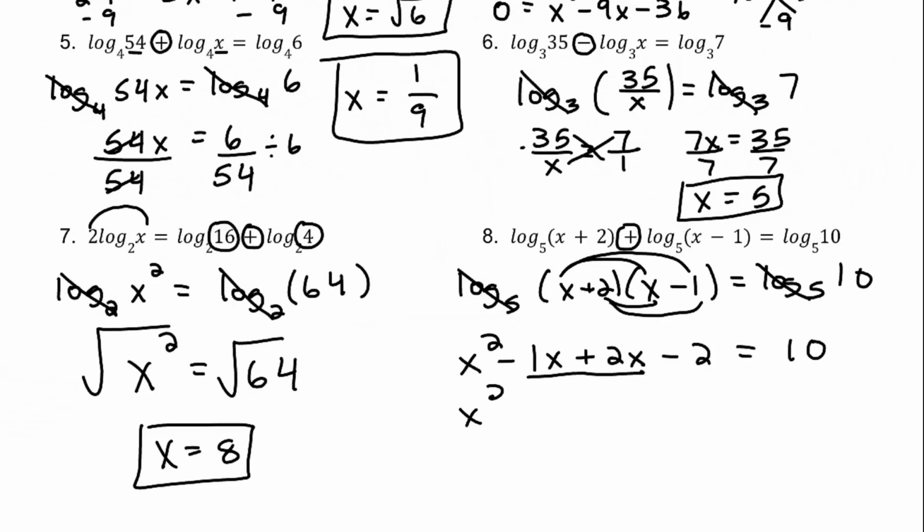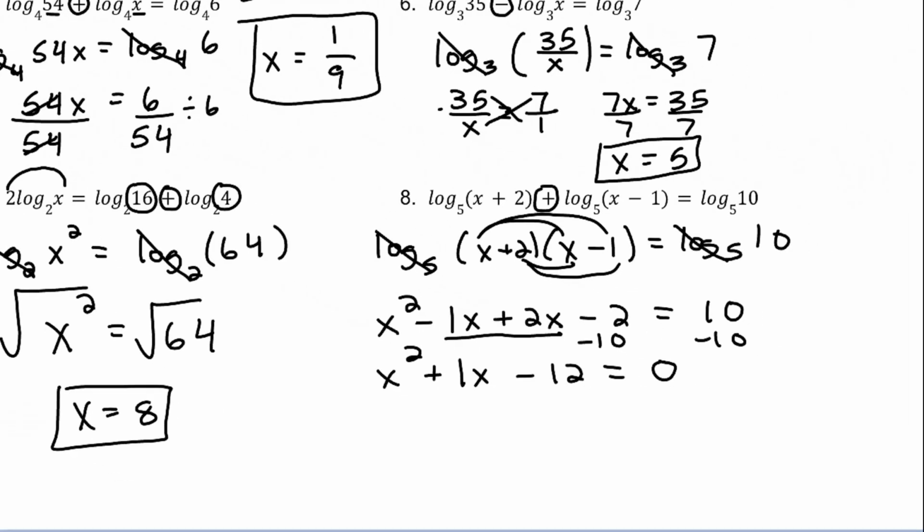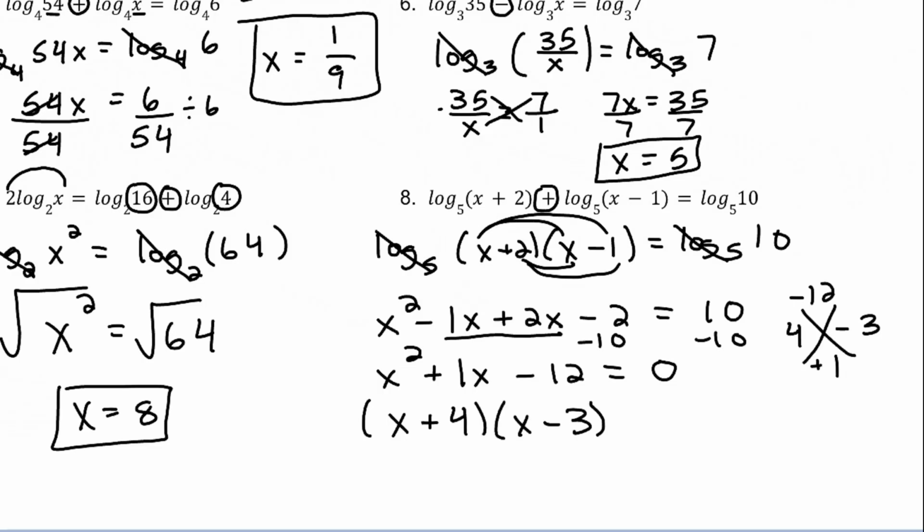Combine my like terms on this side, I get a plus 1x. I can minus this 10, so I get minus 12 equals 0. I want to factor. I want to think of numbers that multiply to negative 12 that add to positive 1. Should be 4 and negative 3. I'm going to get x plus 4 and x minus 3. Means I would get negative 4 and positive 3.